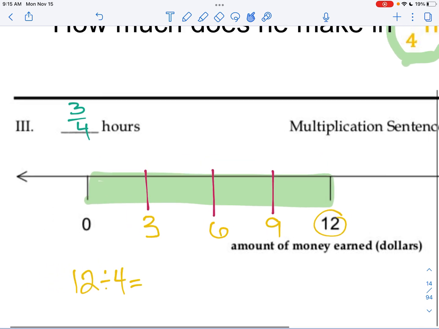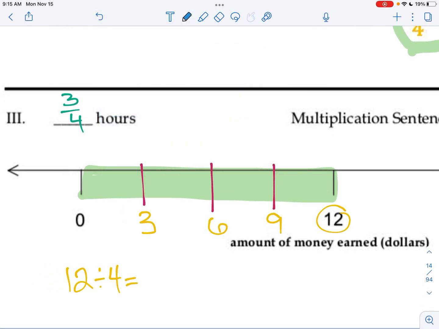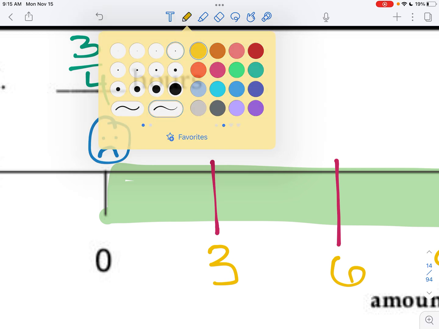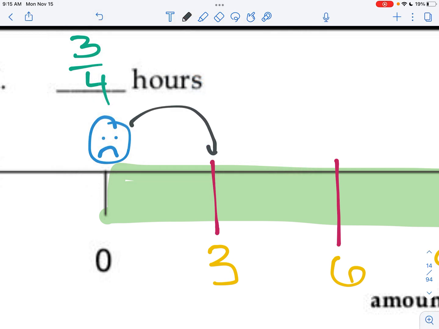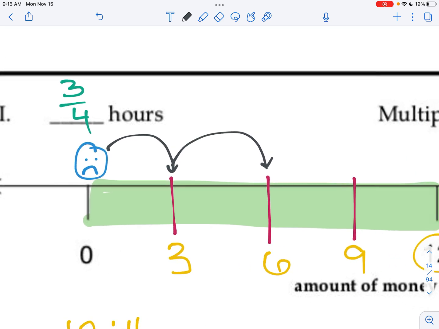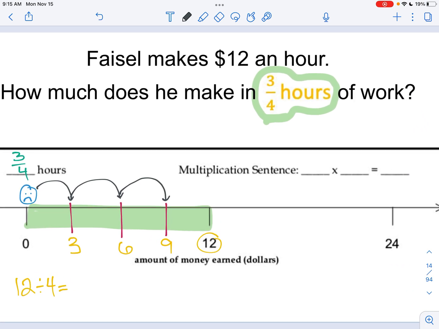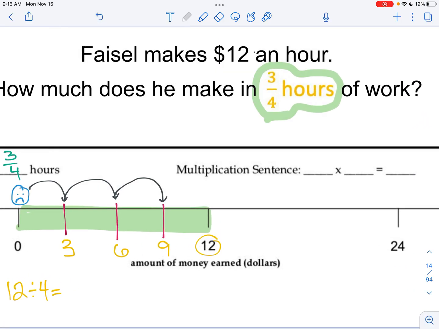So if Faisal works 3/4 of an hour, this time I'm going to make Faisal be a little bit sadder because he doesn't get to work very long. Sad Faisal has to go home. All right. He's going to work 3 out of those 4. 1, 2, 3. Faisal doesn't make very much money because Faisal didn't work very long. Faisal's going to make, grab a different color here. Faisal's going to make $9 at the end.